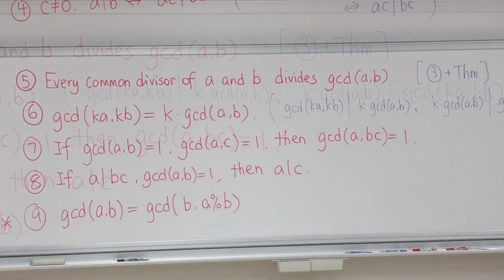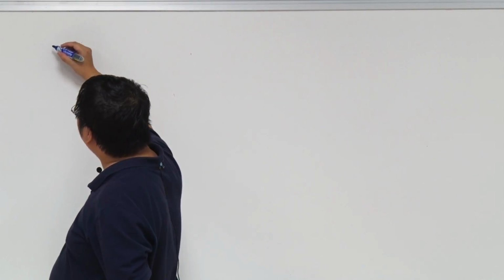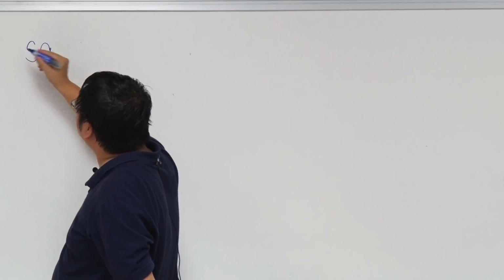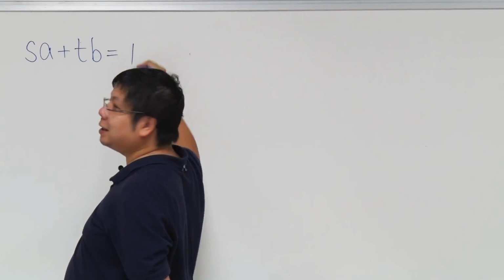Okay, but here we don't have this factorization theorem, prime factorization. So how can we prove it? Amazingly, the proof is super simple. Because GCD of AB is equal to 1, then we know that there exist some S times A plus T times B is equal to 1, right?